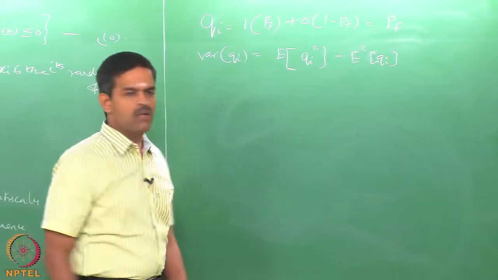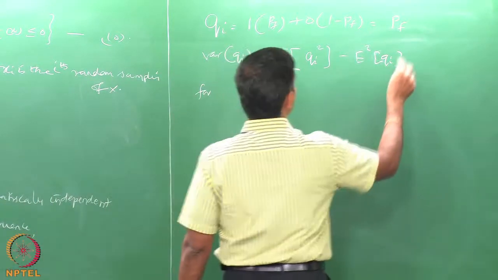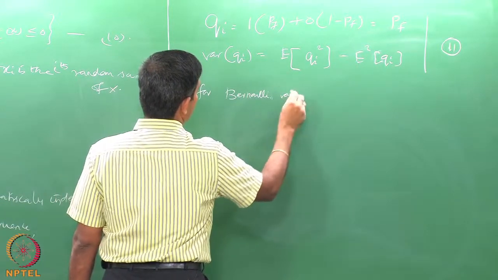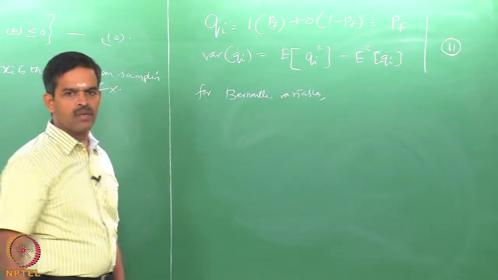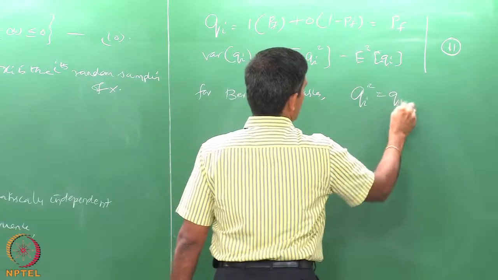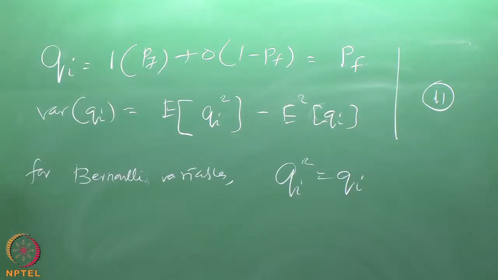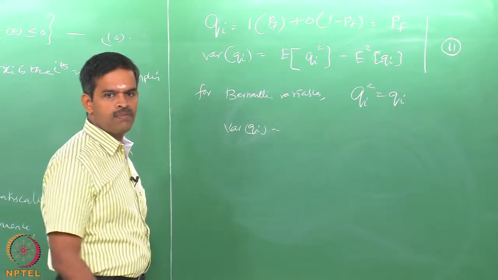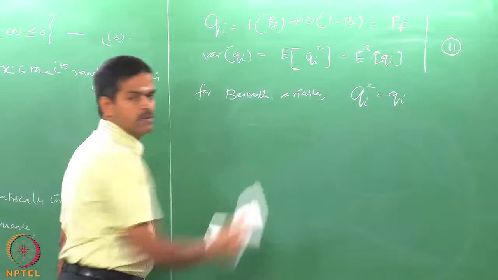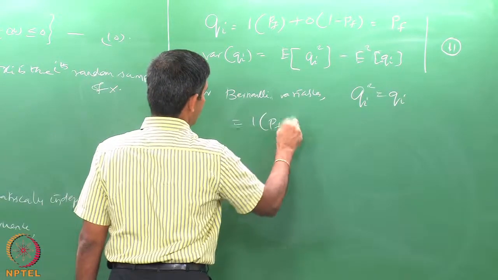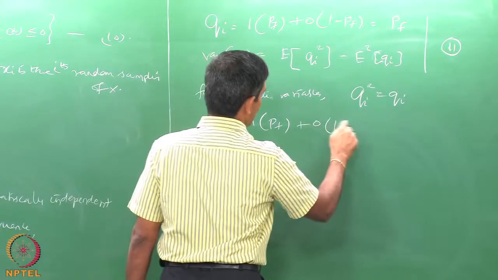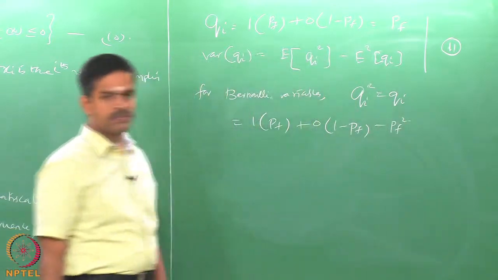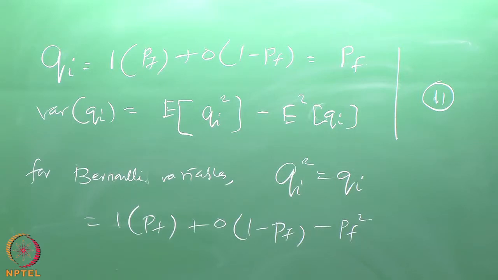We all know that for a Bernoulli variable, let me call this equation number 11, Qi square is the same as Qi. Therefore, the equation can be rewritten as variance of Qi is simply 1 of Pf plus 0 of 1 minus Pf, I am substituting back, minus Pf square. That is what I will get for the variance of Qi.